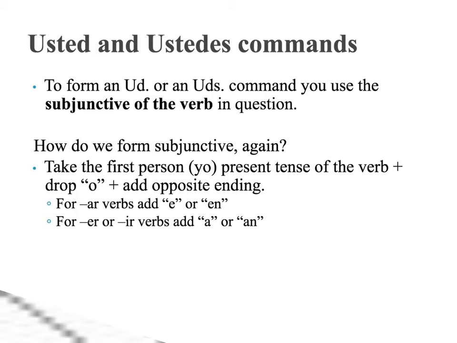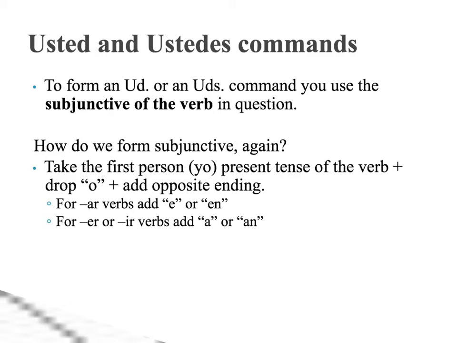In the usted and ustedes commands, the verb conjugation that's going to happen is you're going to take the infinitive and turn it into the subjunctive. So just as you've been practicing how to form the subjunctive, you've already actually been learning the steps to forming commands. So how do we form that subjunctive again? Well, you take the infinitive and take the present yo tense, drop the O, and then add the opposite ending. And of course, if there are stem changers or irregularities in the present yo tense, those are going to carry over into subjunctive and, of course, therefore, commands.